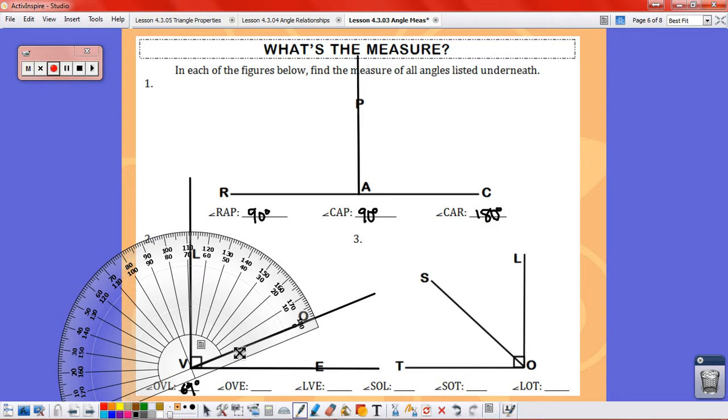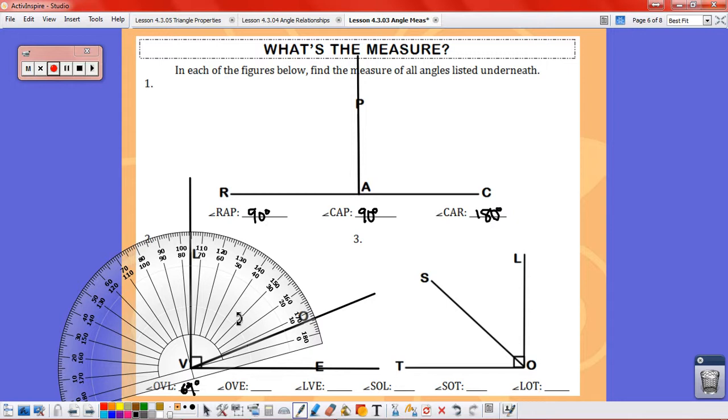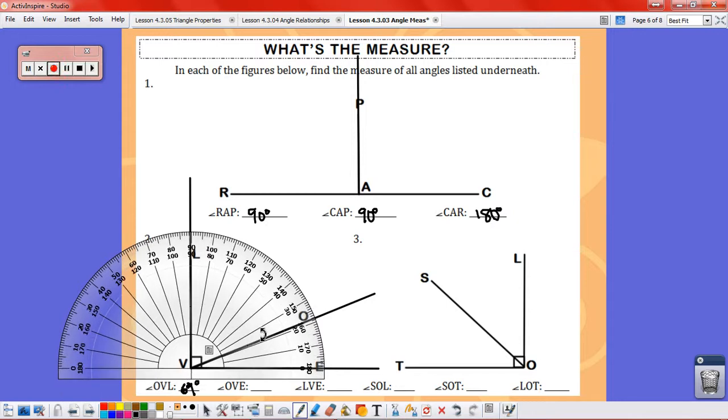Angle OVE. OVE. So I need to line up. It is lined up on the 0 edge, but that's not helpful right now because the other side of the angle is not even on the protractor. So I'm going to rotate this back down. There. Now I can measure this angle. Looks like it's on about 21.